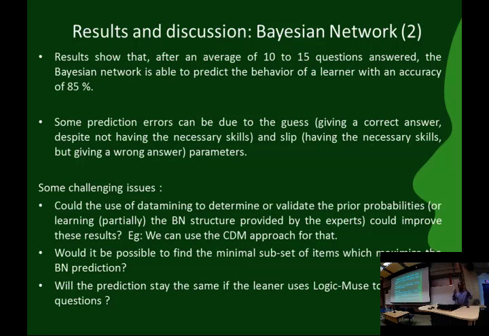Maybe we can try to validate these structures by using, for example, the CDM. One of the interesting outputs of the CDM is a matrix of skills, which informs about the correlation between skills. If we train the model from real data, we can come up with very precious information about how these skills are really related given the data. And this can provide information to modify, maybe to extend, the structure of the Bayesian network.